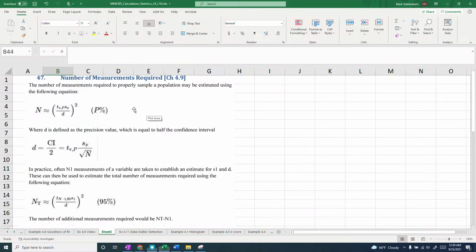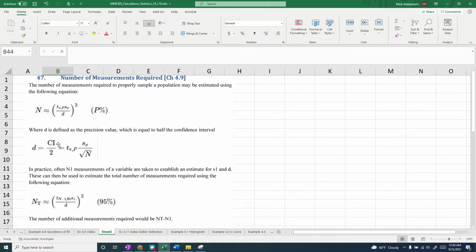So, in order to determine if we haven't taken enough measurements to sample a population, we can estimate the number of total tests using the following equations as shown below. The total number would be equal to the t-score at this needed probability for a certain amount of degrees of freedom times the standard deviation divided by d squared. Now, d is defined as the precision value, which is equal to half of the confidence interval.